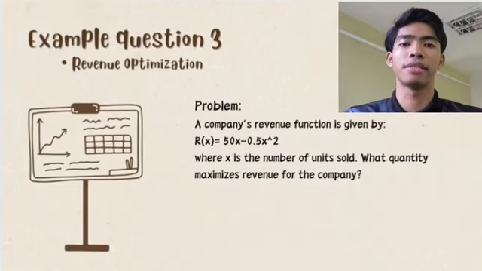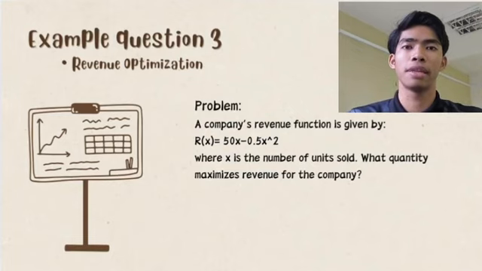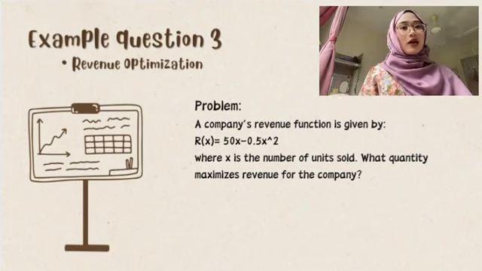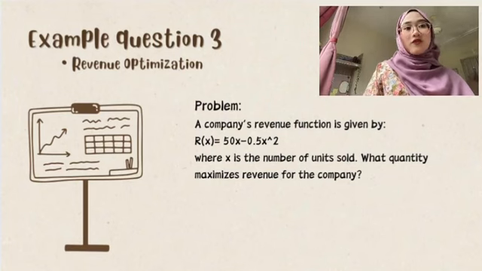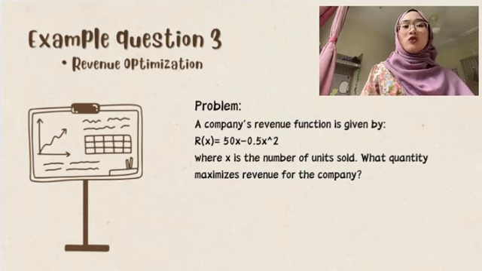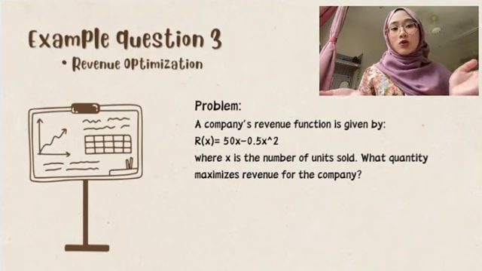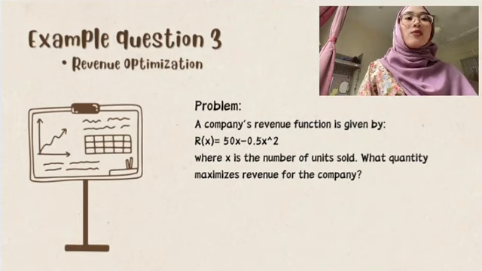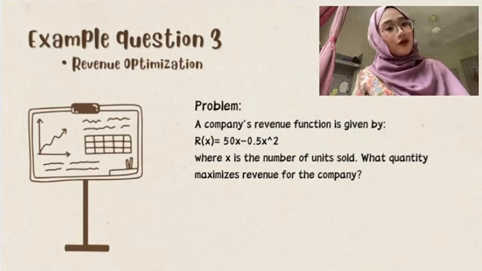For example question 3, revenue optimization, the problem is: a company's revenue function is given by R(s) equal to 50x minus 0.5x to the power of 2, where s is the number of units sold. What quantity maximizes revenue for the company? Did you guys know that revenue optimization is basically using the derivative of the revenue function, which helps businesses understand how changes in pricing or quantity sold impact revenue? Finding where the derivative is zero can indicate the price or quantity that maximizes revenue.